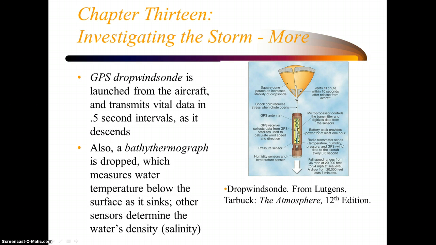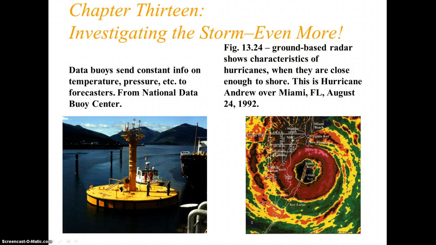An instrument called the dropsonde, as you saw in the Hurricane Katrina video earlier in the semester, is released from the aircraft and gives us data every 5 seconds. And also a bathythermograph can measure the water temperatures under the eye of the hurricane to give us an idea of the latent heat energy being released. We get information from data buoys, and also when hurricanes get close to land, like Hurricane Andrew did in Miami in 1992, we can get data from ground-based radar as well.